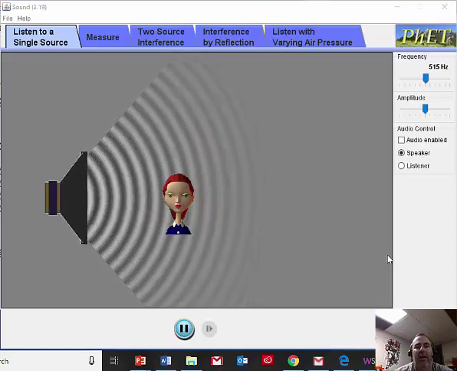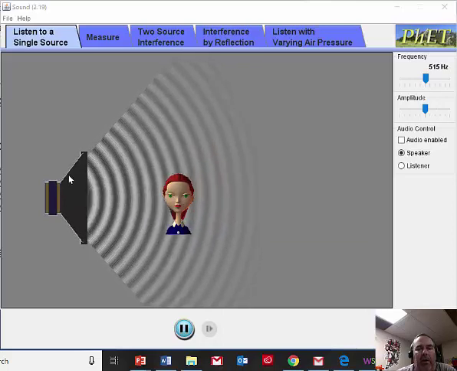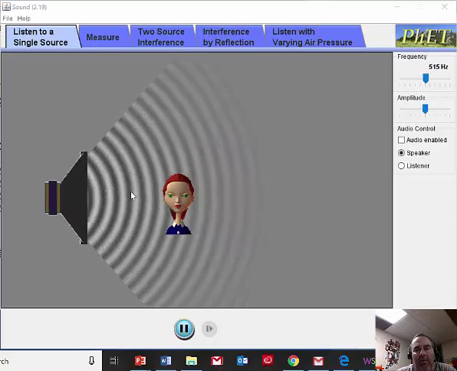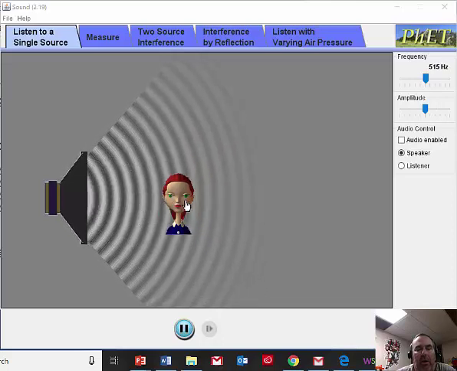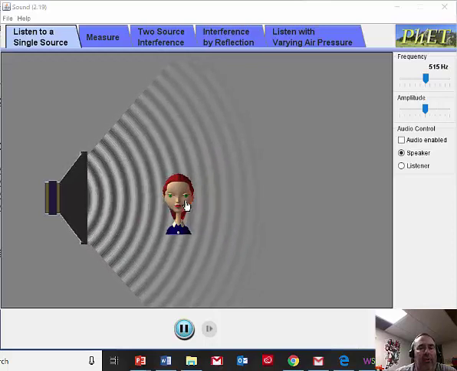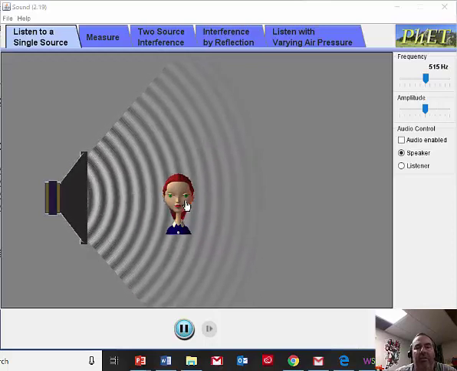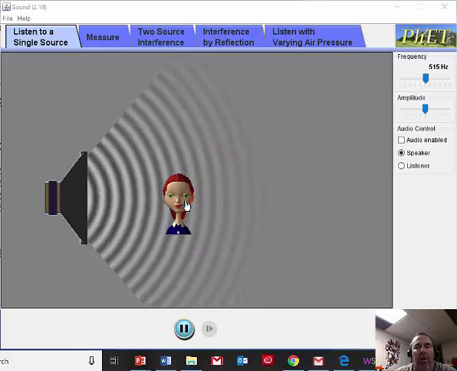Alright, here is the second half of the lab. Now, as you look at this speaker, you can see it's moving right in here. You can see that these waves are coming forward, spreading out, kind of like a diffraction type thing, and going into this person's eardrum. Now, first question it asks you, which is number 2, is this a transverse wave or is this a compressional wave?